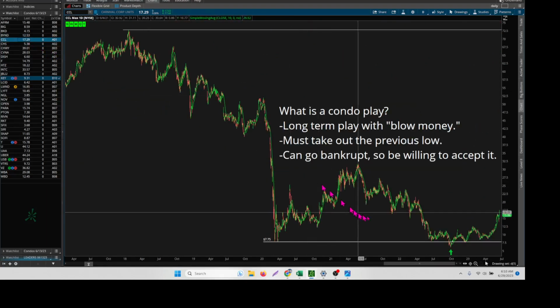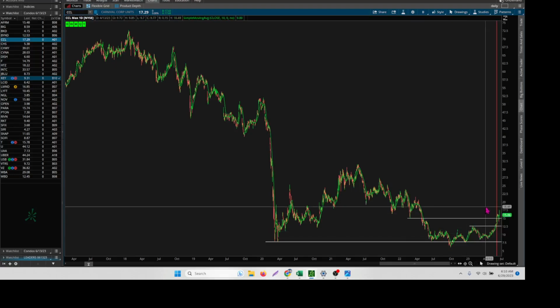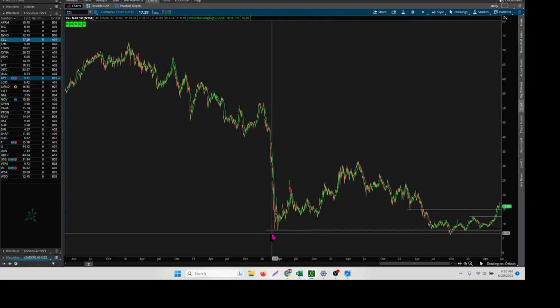CCL we already talked about, but if we want to look at it a little bit deeper, let me see if I have something here. I think I had some notes on here. There, right there. Disregard that red line, I don't know what that is. But you can see how CCL came down here, right? Previous low, went a little bit lower, it retested, and then we finally went.